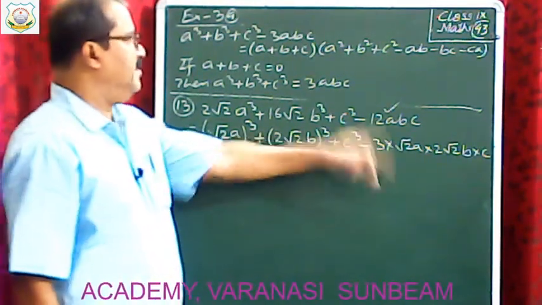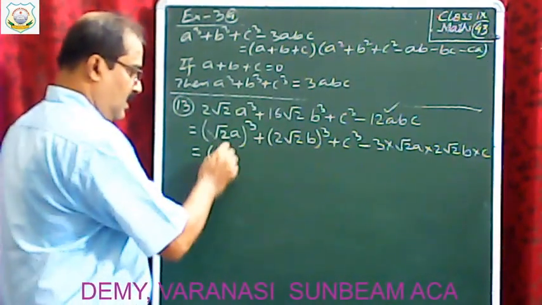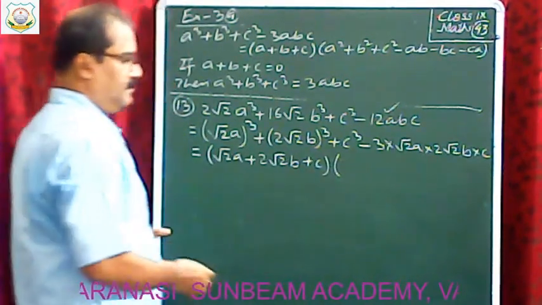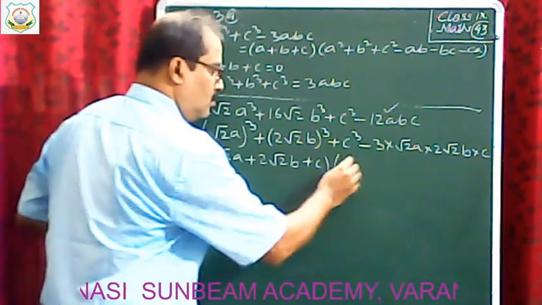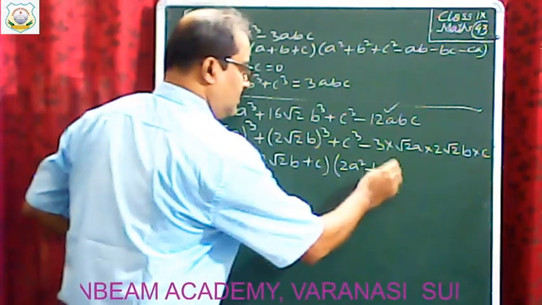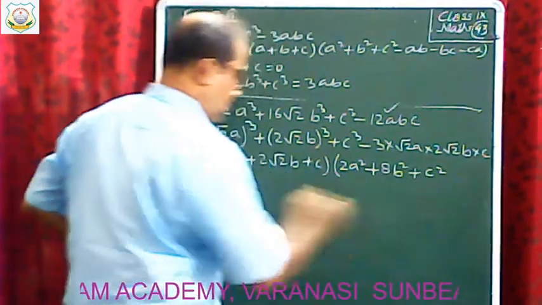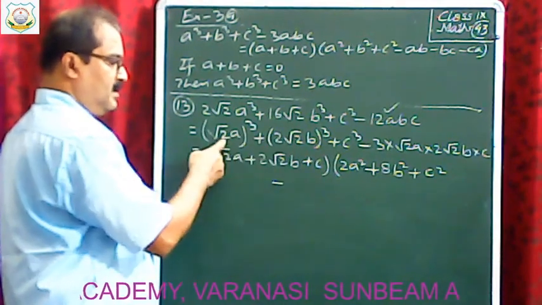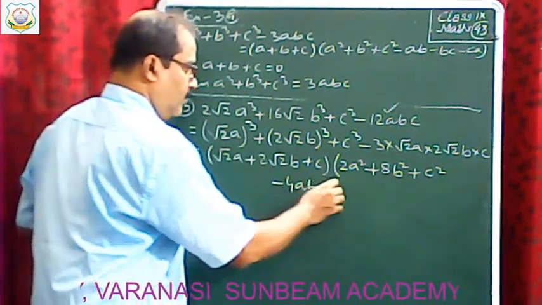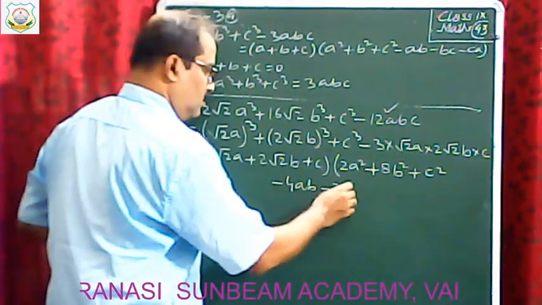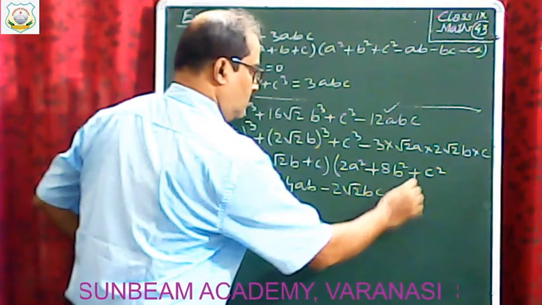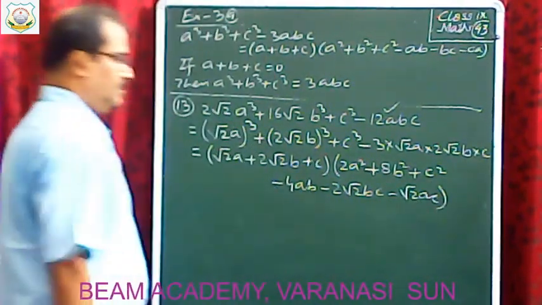A cube plus b cube plus c cube minus 3abc equals a plus b plus c. So write a plus b plus c first: root 2a plus 2 root 2b plus c, times a square, root 2a whole square, which is 2a square, plus b square, 2 root 2b whole square, 2 square is 4 into root 2 square is 2, 4 into 2 is 8b square, plus c square, minus ab, root 2a into 2 root 2b, root 2 into root 2 is 2, 2 into 2 is 4ab, minus bc, 2 root 2b into c, minus ca, root 2a into c, so root 2ac. That's all.